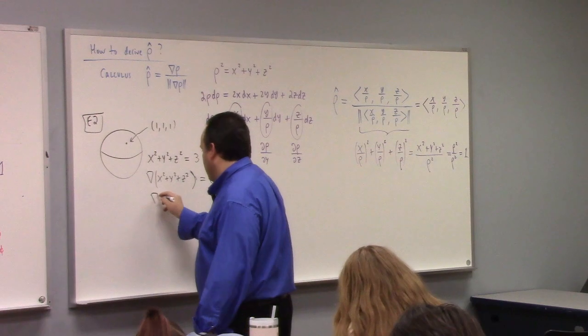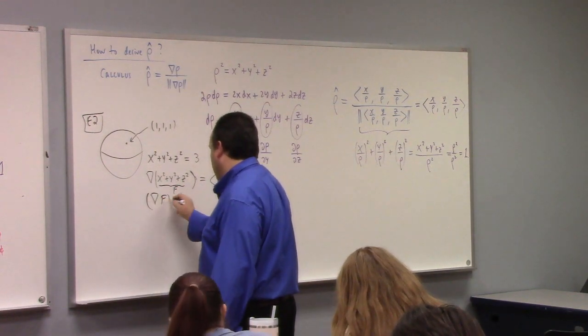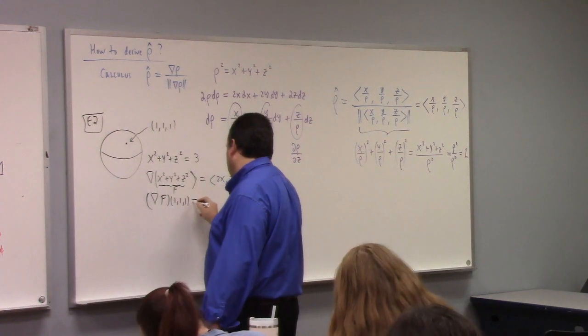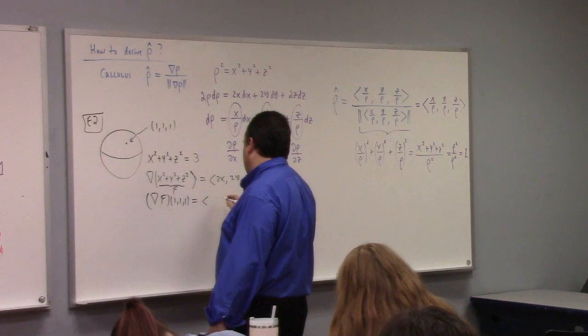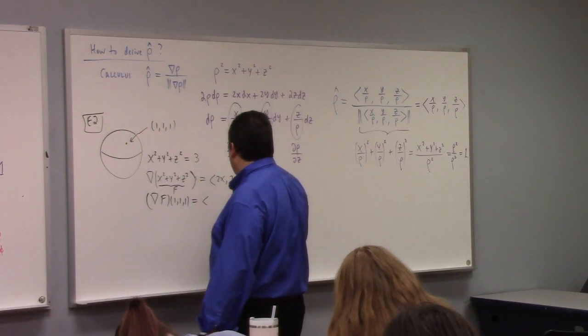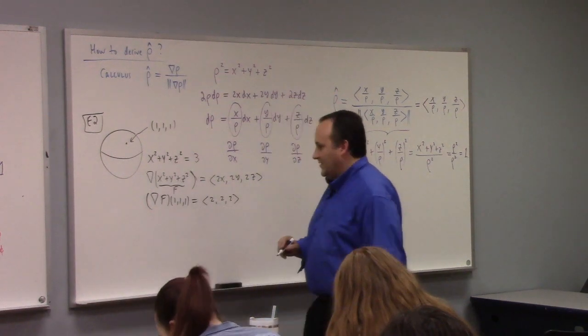So let me call this thing f. If I take the gradient of f and evaluate it at (1, 1, 1), I get, oh, phew, I thought it was going to be something else there for a second. I don't put 3 in 3 times. It's good. 2, 2, 2. There we go.